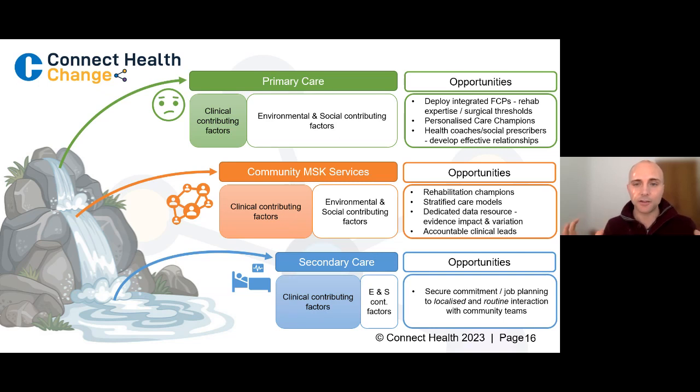So, to summarise, those greatest opportunities: I think primary care, integrated FCPs across the primary community barrier, really being our personalised care champions. Community services, really fly the flag for effective rehabilitation, but make sure we've got the dedicated resource and data to allow us to demonstrate that it is indeed effective. And in terms of secondary care opportunities, really working with our secondary care colleagues to secure their time and commitment to routine interactions. So thanks ever so much, and I'll probably hand back to Ian.